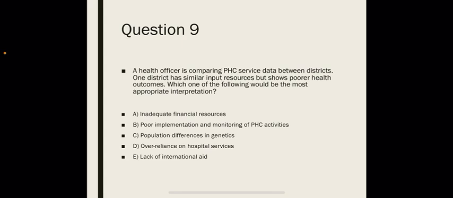Next question is, a health officer is comparing PHC service data between districts. One district has similar input resources but shows poor health outcomes. Which one of the following would be the most appropriate interpretation? Option A, inadequate financial resources. Option B, poor implementation and monitoring of PHC activities. Option C, population differences in genetics. Option D, over-reliance on hospital services. Option E, lack of international aid. The correct answer is option B, poor implementation and monitoring of PHC activities.